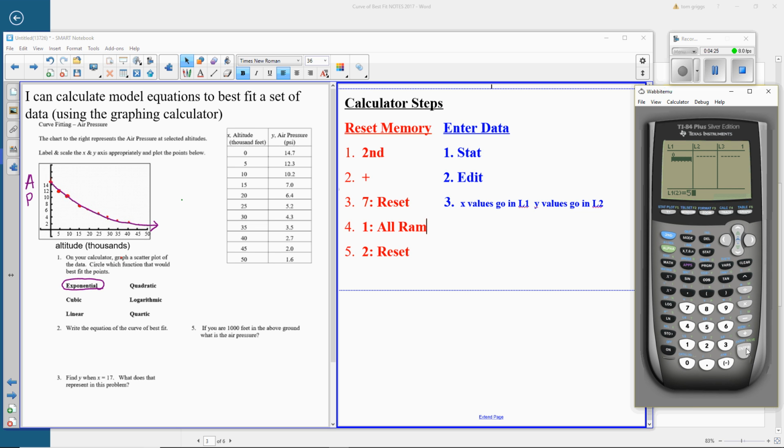Guys, I can't stress this enough. This is probably the most important step, the place where most of the mistakes happen. Make sure you enter that data correctly. If you get an error message later on, more than likely it's because you entered the data incorrectly.